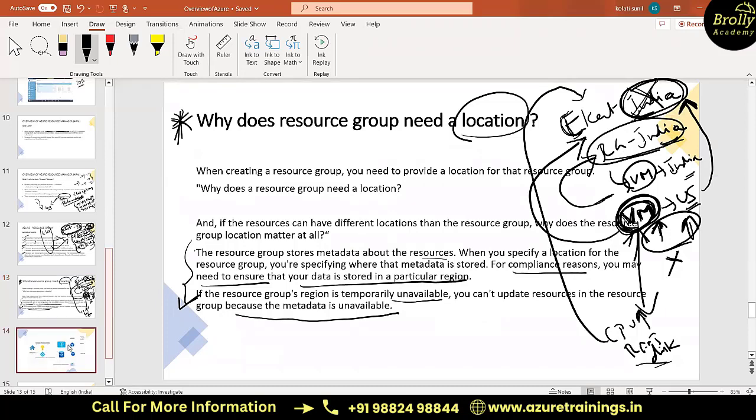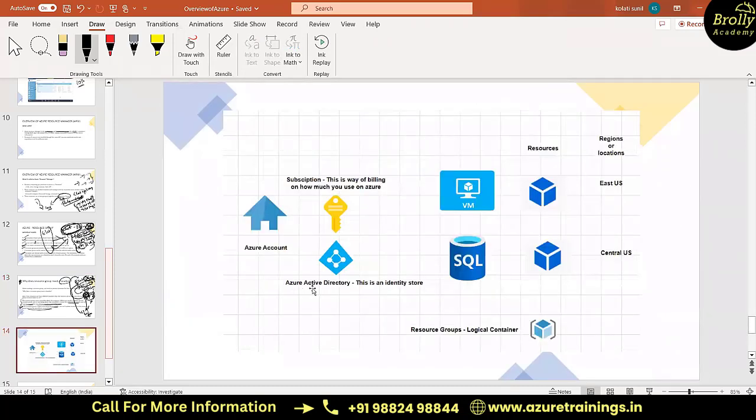And finally, here is an overview. Whenever we create an Azure account, as I mentioned, within four to five days I'm going to show you how to create an Azure free account. Whenever we create an Azure free account, we get first a subscription and second Azure Active Directory. Now just remember what a subscription is. It is the way of billing for how much you use on Azure. We are consuming all the resources, and for each and every resource there is some bill, and they calculate that bill with the help of the subscription.